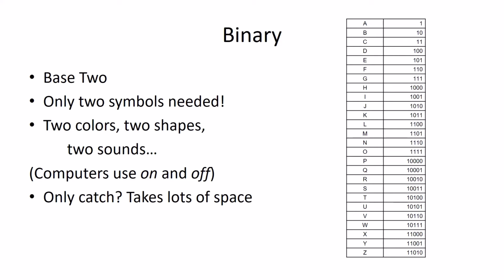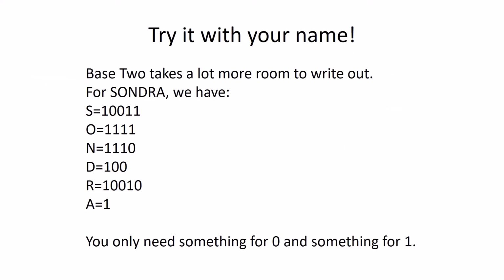Let's look at some messages with binary. Or first, let's try it with your name. For my own name, I look up all those codes, and S is 10011, O is 1111, N is 1110, D is 100, R is 10010, and A is just plain 1. So if I want to make a coded message for this, I just need something for 0 and something for 1.